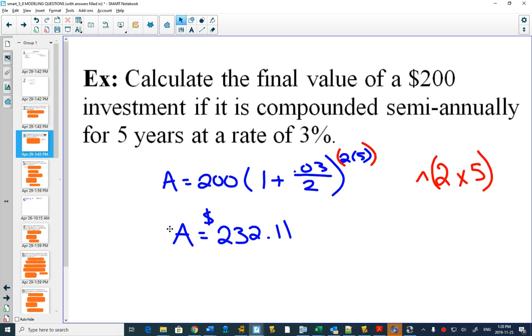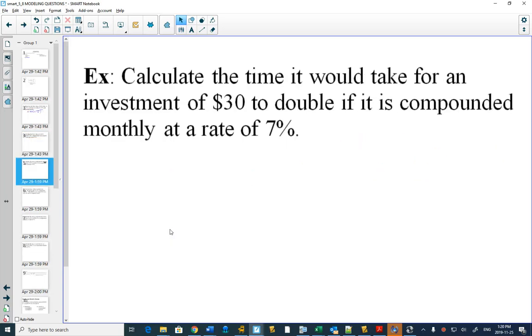Again, up till now, this is just using our calculator, not using anything new. When do we have to use the stuff that's new? Those are the questions that say, calculate the time. Why does this make a difference?